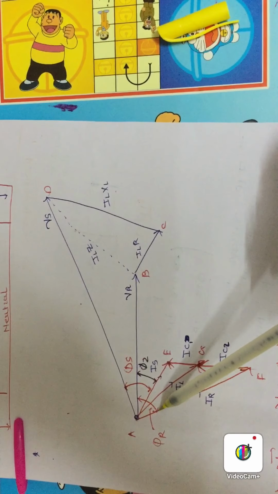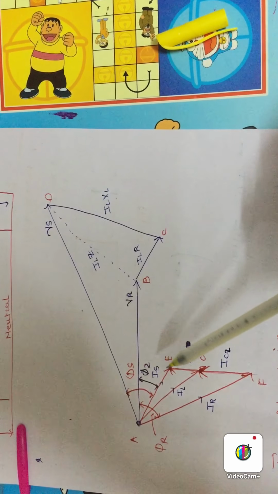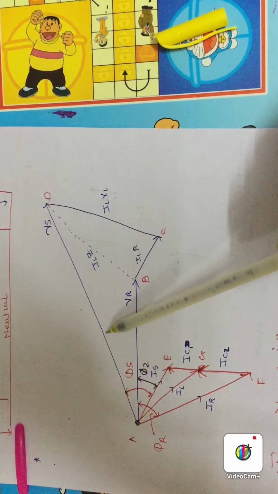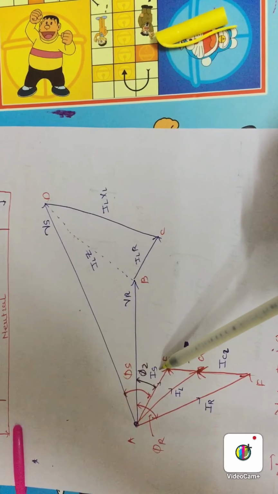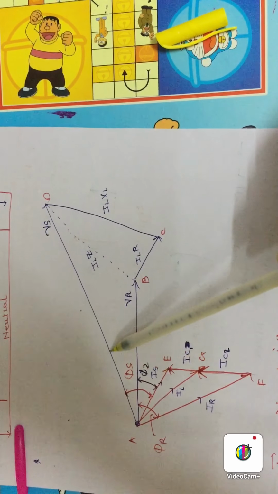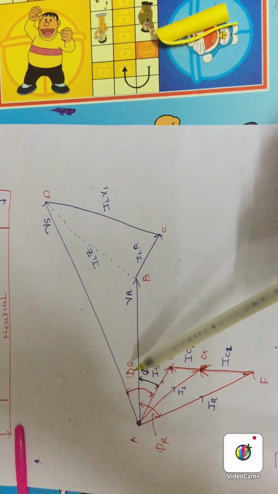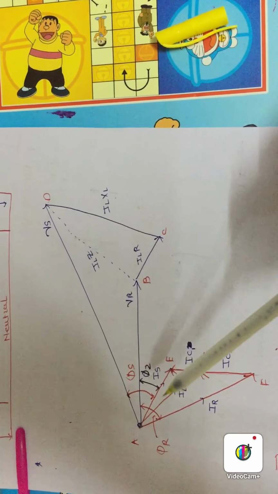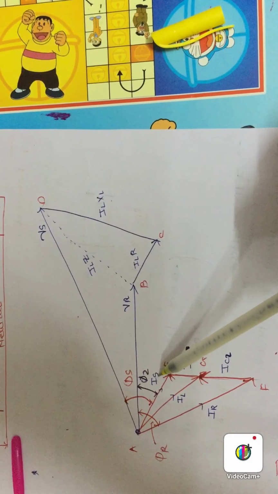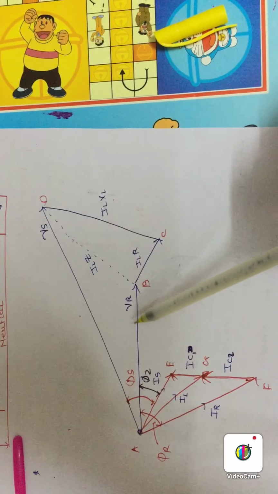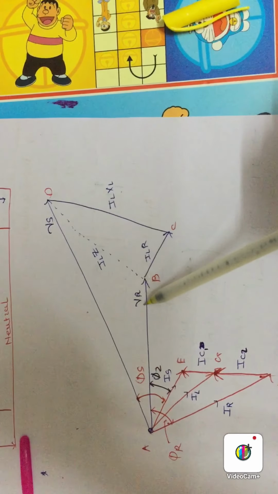Second, the angle between VS and IS. This is VS, IS will be lagging behind VS, and the angle between VS and IS is given by phi s. VR, VS, IR, IS. Now connect VR with VS. So VR is always less than VS.